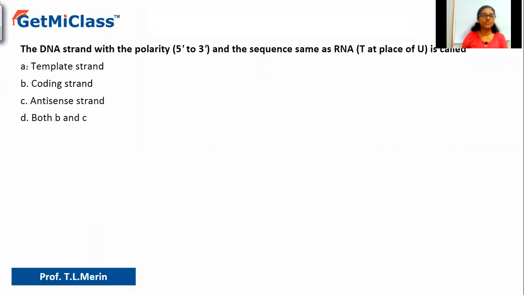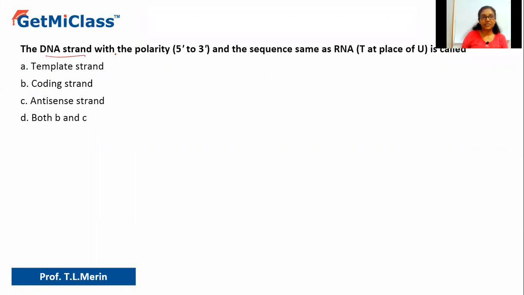So let's solve this question here. It says the DNA strand with the polarity 5' to 3' and the sequence same as RNA, T at the place of U is called: option A, template strand; option B, coding strand; option C, antisense strand; option D, both B and C. Now let us understand the question.